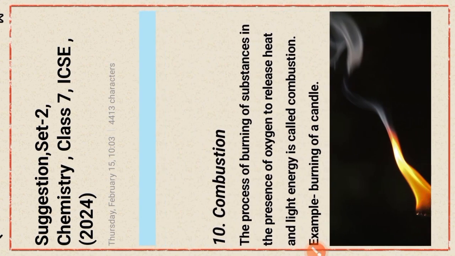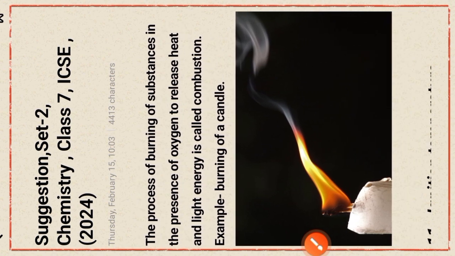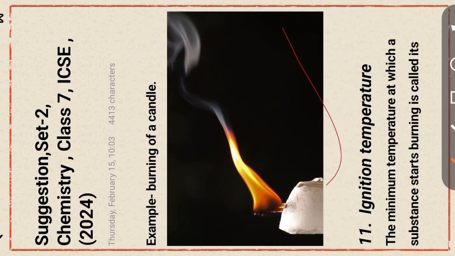Next part, combustion. The process of burning of a substance in the presence of oxygen to release heat and light energy is called combustion. An example is the burning of a candle. Show the picture example for combustion.